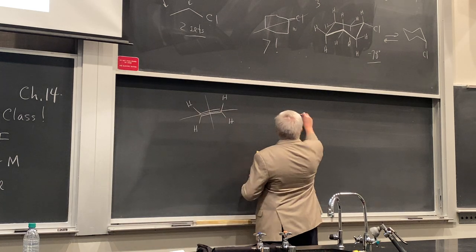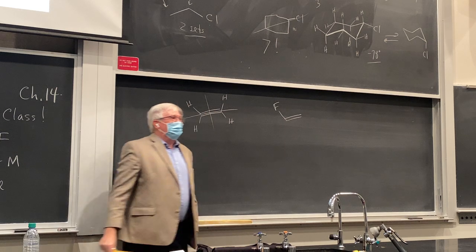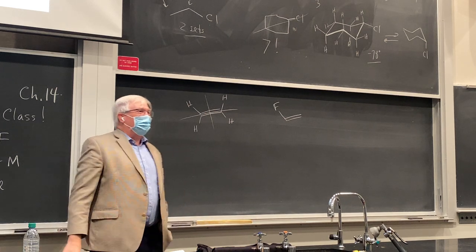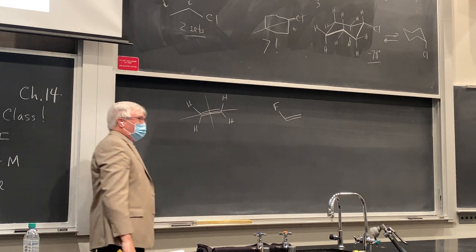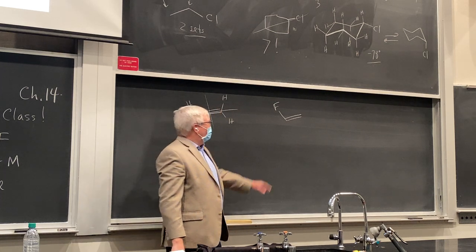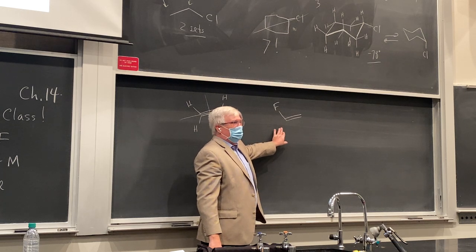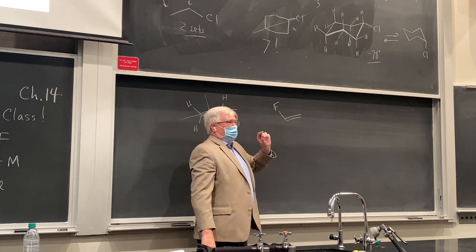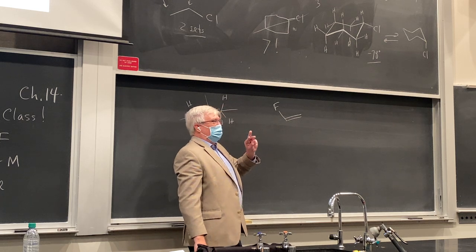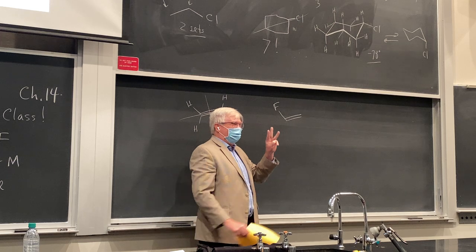How about this one? Fluoroethylene. How many non-equivalent sets now? Remember, a set can have 1 hydrogen in it, or 2 or 3 or 6 or 9. How many total non-equivalent sets here? How many signals will we see in the proton NMR? Be brave. 2? Anybody have another idea? I'm going to argue for 3.